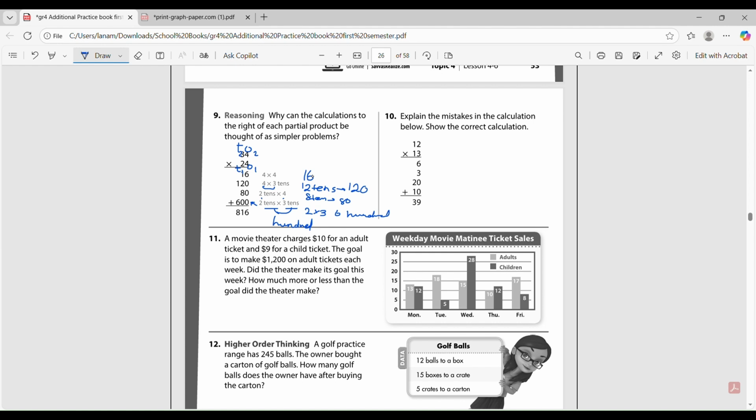So why is it thought to be simpler? Because multiplying one digit numbers is easier. That's it.